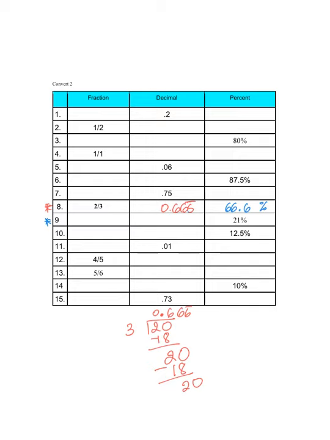21%, let's do it in fraction. Percent means out of 100. So 21% means 21 out of 100. Done. You cannot simplify. So 21 out of 100 is good. Now decimal, 21%. For decimal, you're gonna move your decimal 2 places to the left. 0.21.